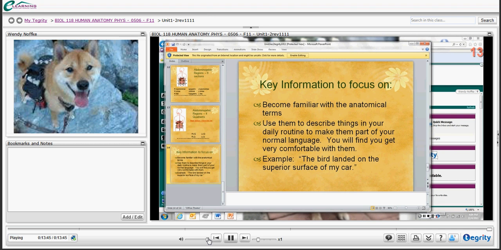The best way to become familiar with these anatomical terms is to use them. Use them to describe everything you can, from where things are in your car or home to the direction you are moving. By making them part of your everyday language, you will quickly become comfortable and familiar with these terms.